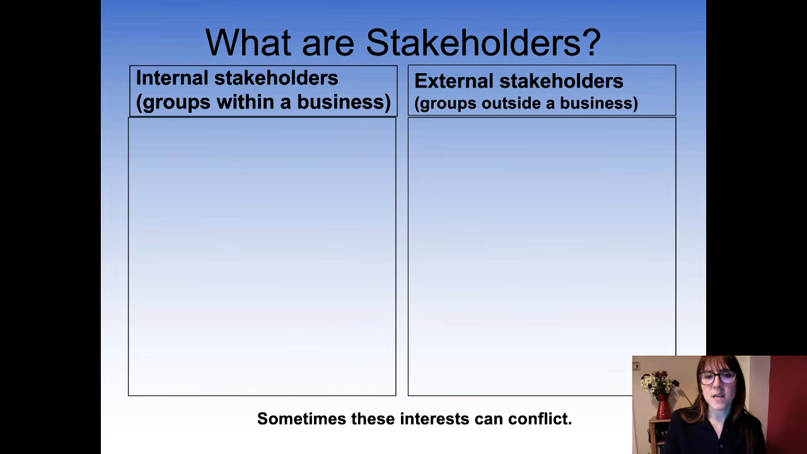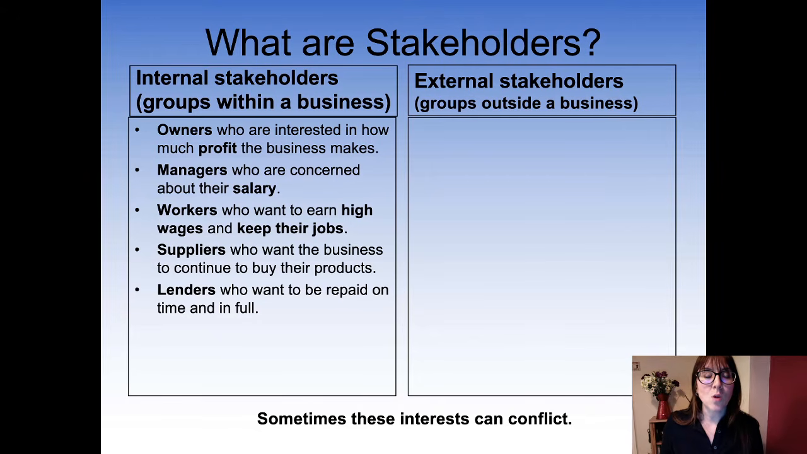So what are stakeholders? There are internal ones and external ones. Internal ones, these are groups within a business. So it's the owner, they have something at stake, they want to make profit. The managers for the salary, they're workers because they want to keep their jobs and have high wages. Suppliers, so people that give produce, they want to then be paid. Lenders, obviously after you lend money from the bank to start a business, they want their money back.